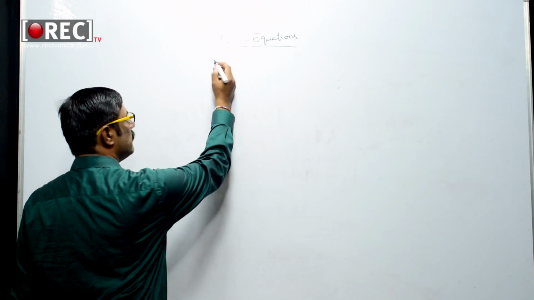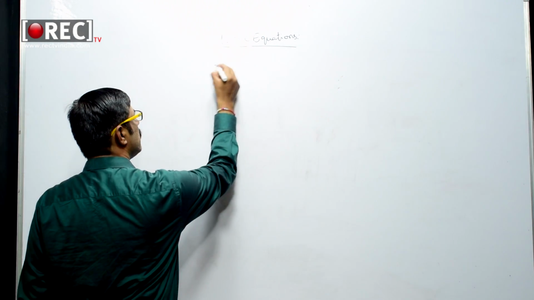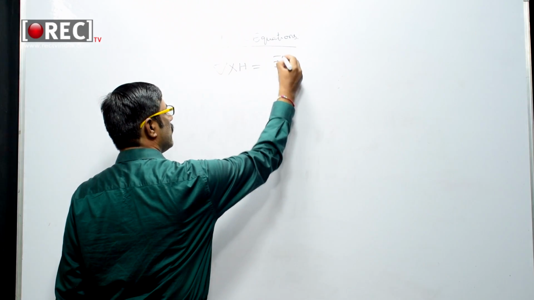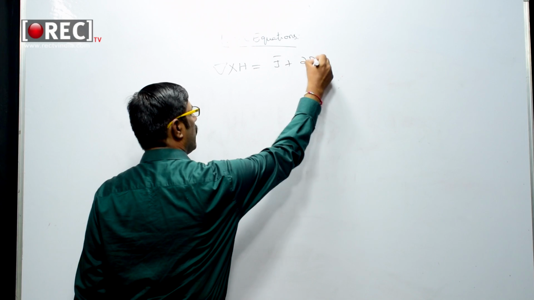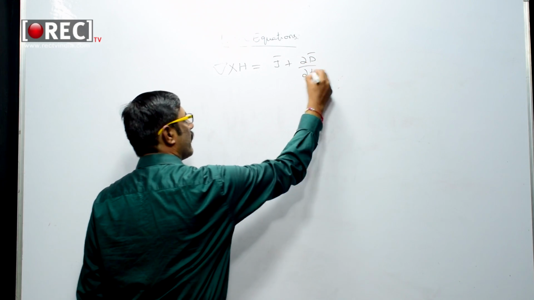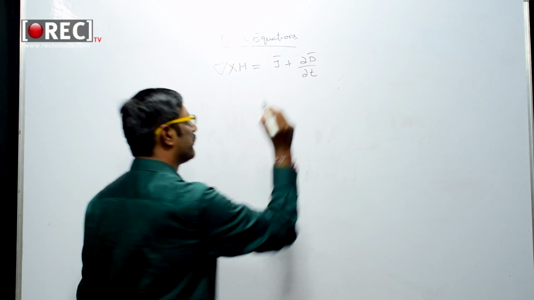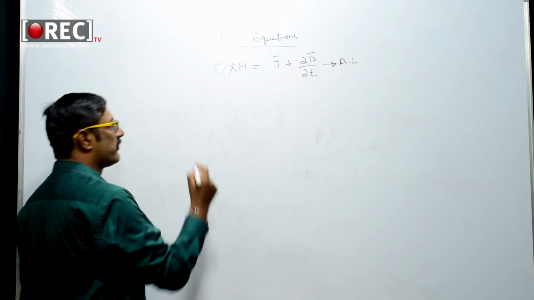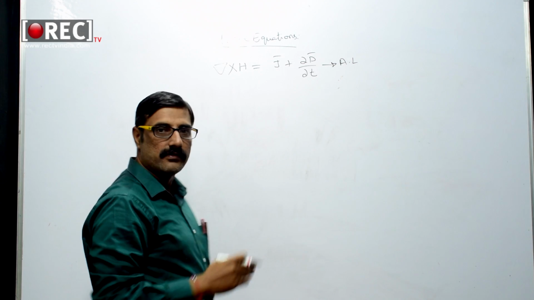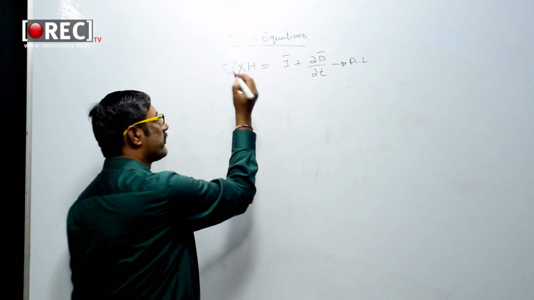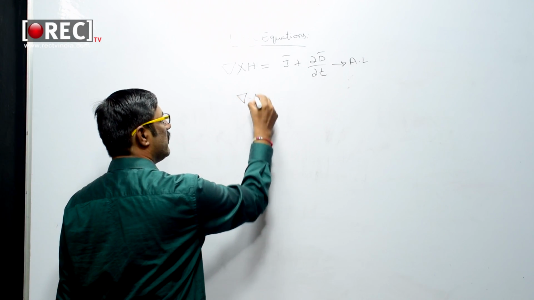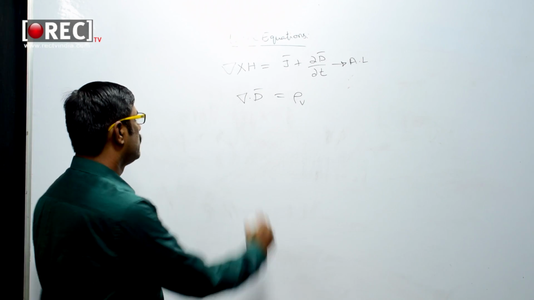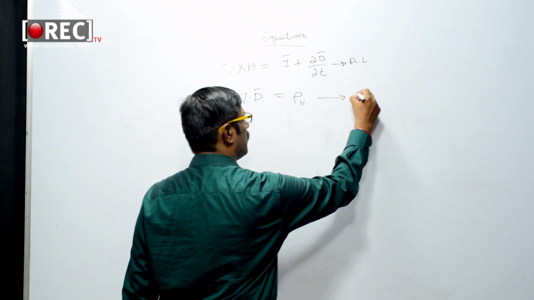The one from Ampere's law is del cross H equals J bar plus dou D bar by dou t. Next, this is from Ampere's law. Now, let us write the equation for Gauss's law. The Maxwell's equation is del dot D bar equals rho V. This is from Gauss's law.